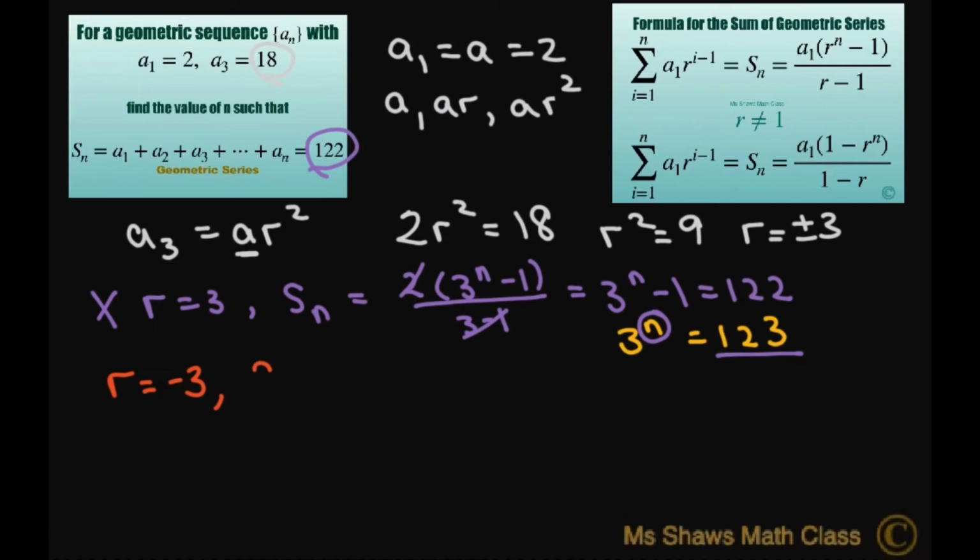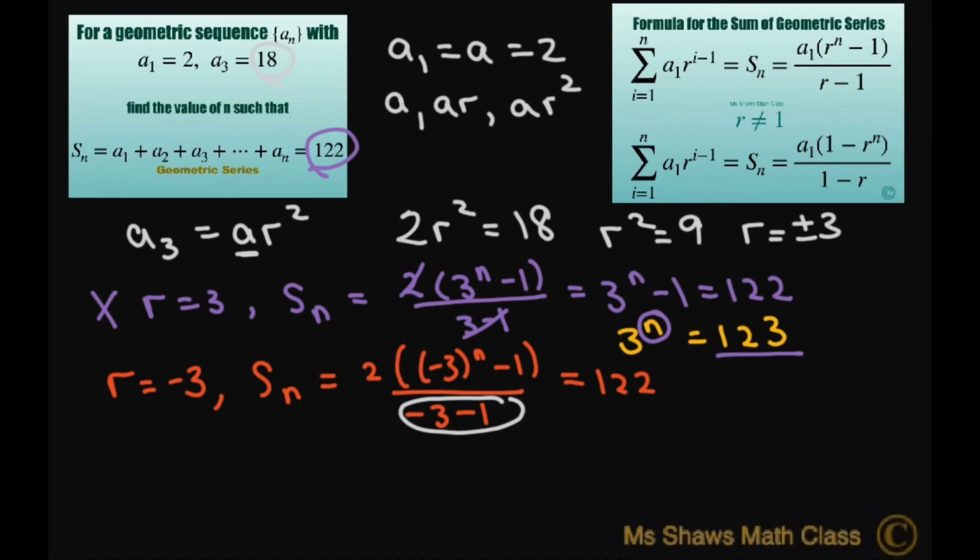That would be s sub n equals 2 times negative 3 to the power of n minus 1, divided by negative 3 minus 1. That equals 122. This is going to be negative 4. So basically we're going to have s sub n equals, let me do it this way, negative 3 to the power of n minus 1. This is negative 4.